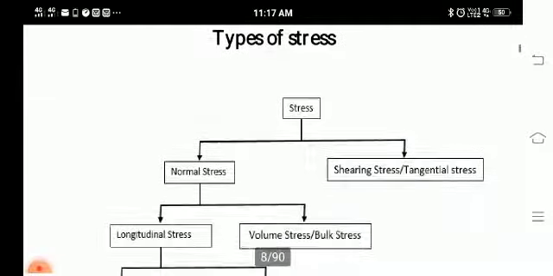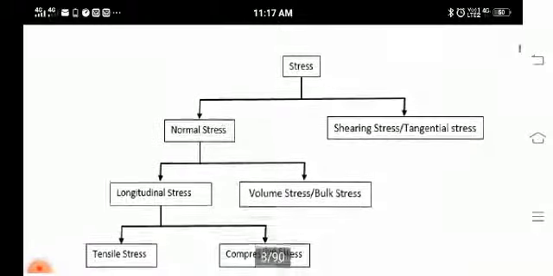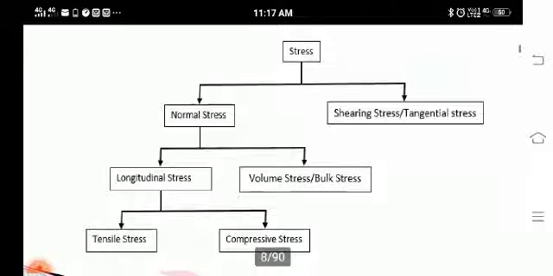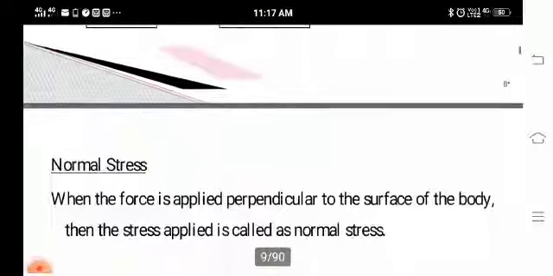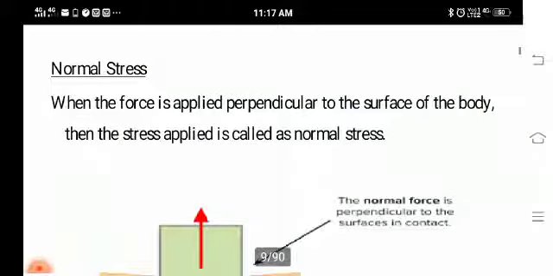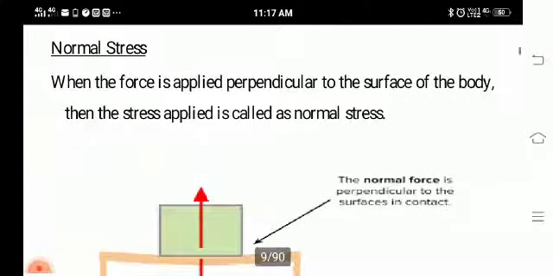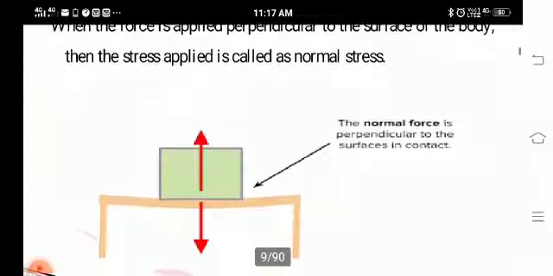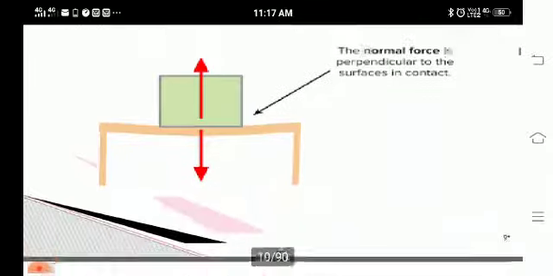We can classify stress into normal stress and shearing stress. Normal stress can be subdivided into longitudinal stress and volume stress. And longitudinal stress is once again subdivided into tensile stress and compressive stress. First, we'll see what is normal stress. When the force is applied perpendicular to the surface of the body, then the stress applied is called normal stress. Here we can see the normal force is perpendicular to the surface which is in contact with the material. So, this is called normal stress.